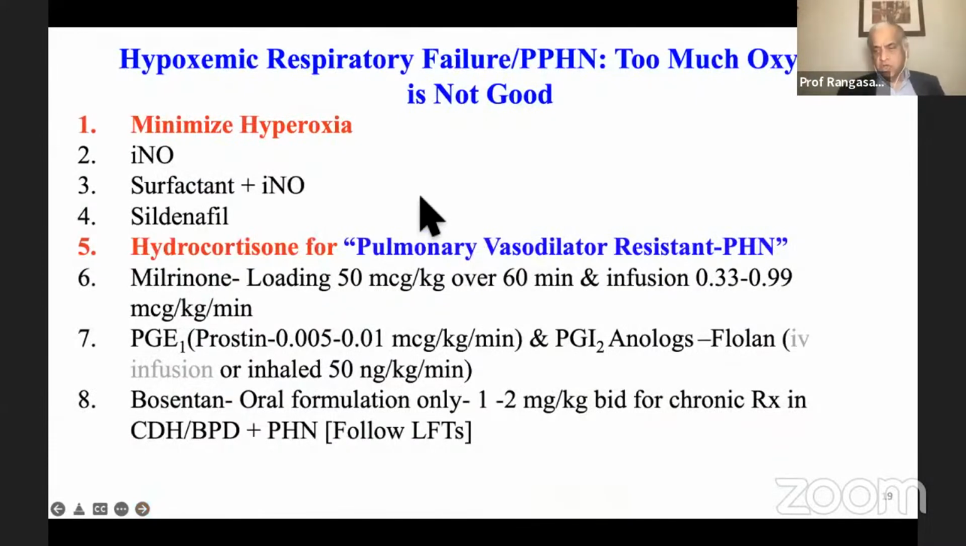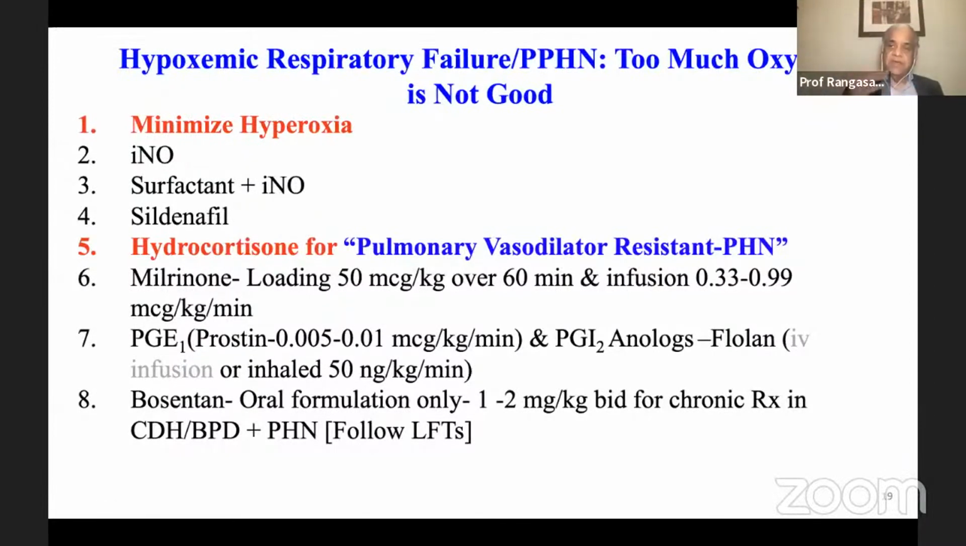So how do we approach the management? First thing is to minimize hyperoxia. You heard a lot about problems with high oxygen, nitric oxide, or the combination of surfactant with nitric oxide. I'll tell you why we have to think about using surfactant before even giving nitric oxide. Sildenafil, in countries and places where you don't have nitric oxide, is a good alternative. Or if you are trying to wean the baby off nitric oxide, then you could use sildenafil.